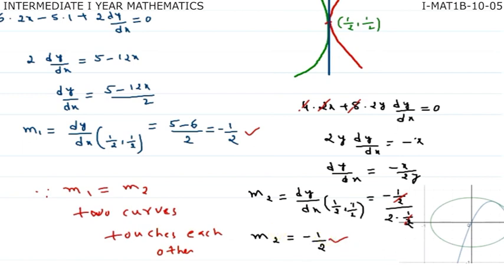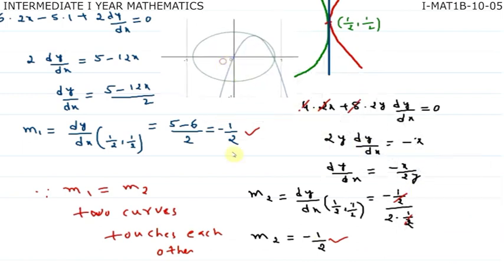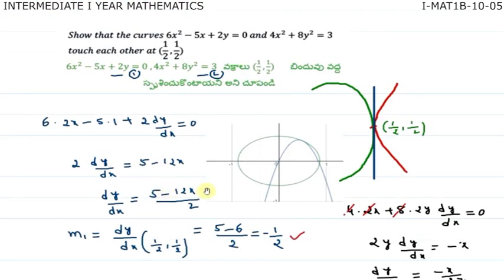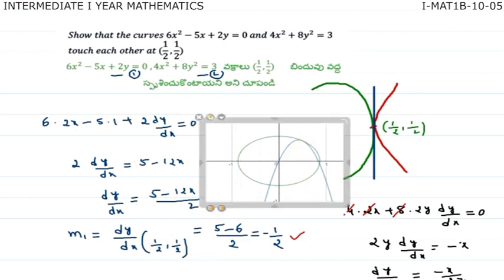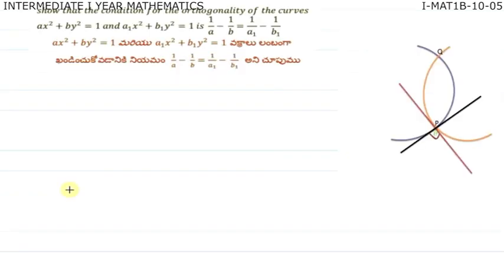Now this is the diagram. Two curves are given there. One is a parabola, another one is an ellipse. So at this particular point, they are touching each other. The two curves are touching at this particular point. Right. So this is the last problem.